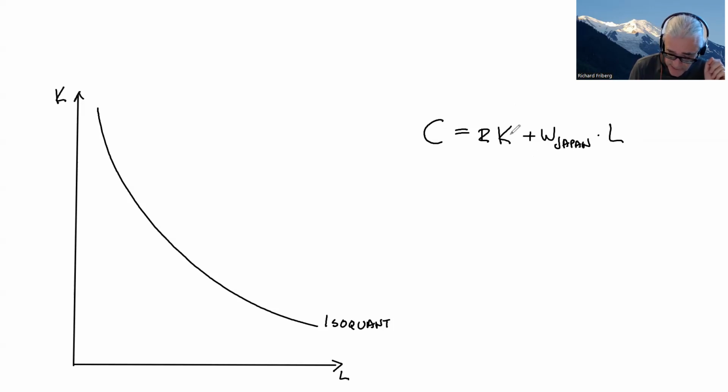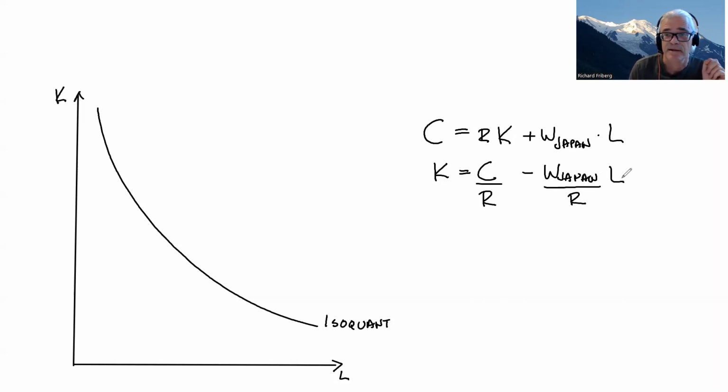Okay, so to draw it, we want to have K here as a dependent variable. So we divide through by R, the rental rate of capital, and move over wage in Japan, so wages over R times L. So that's another way of expressing the iso-cost. Okay, so we have an intercept here given by C over R.